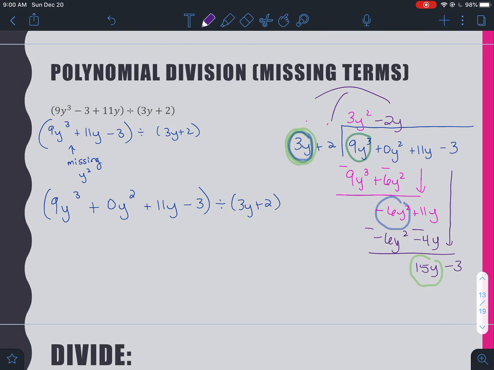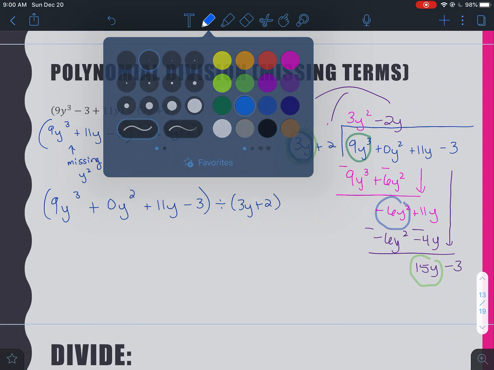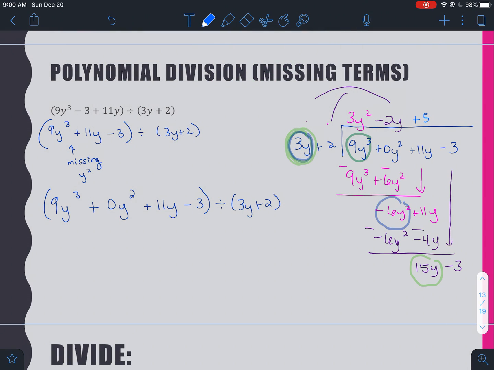And then one more time. 3y times what is 15y? Well, we would need 5y. So plus 5y. Nope, just plus 5, sorry. And then we're going to distribute in that 5.